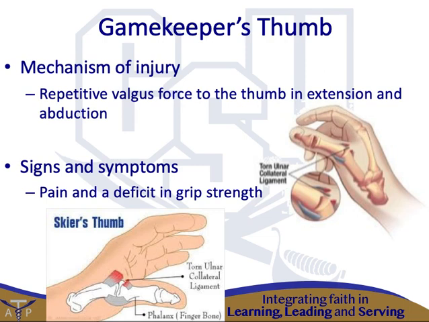Signs and symptoms, we have pain, deficient grip strength. Pain most often occurs when the athlete makes a pinching motion with the thumb and index fingers, and we can also have swelling, ecchymosis, and joint laxity in the area.